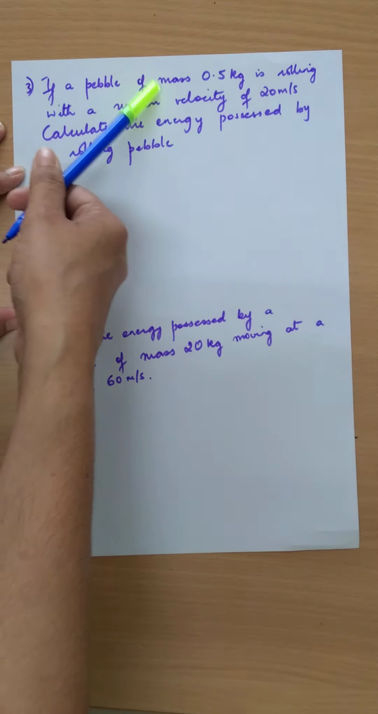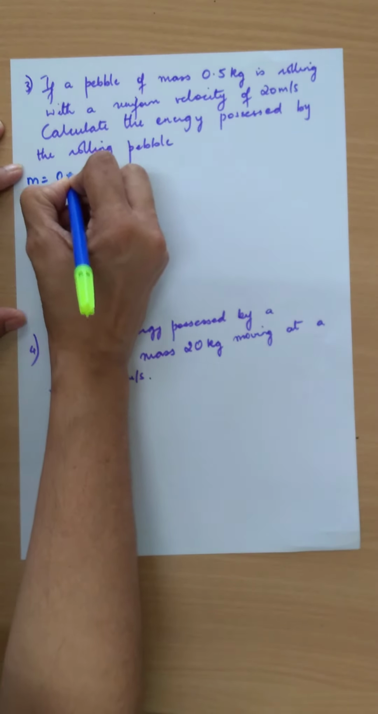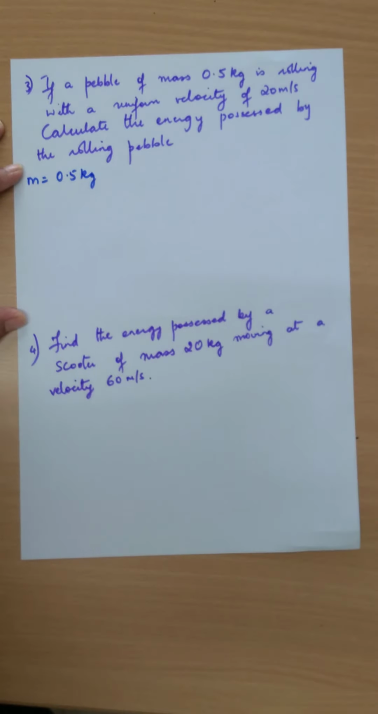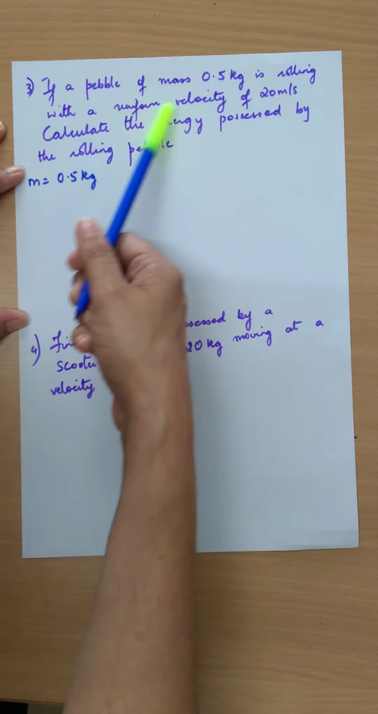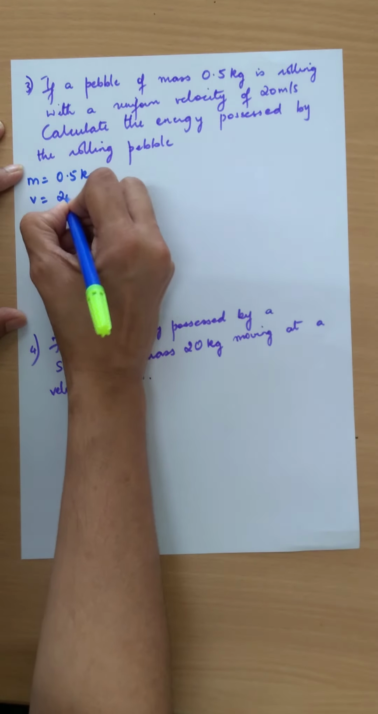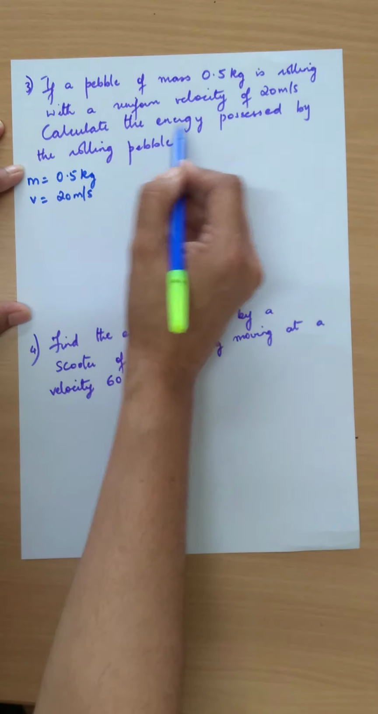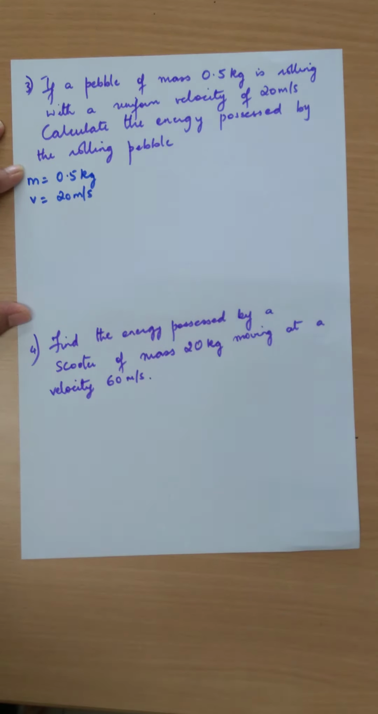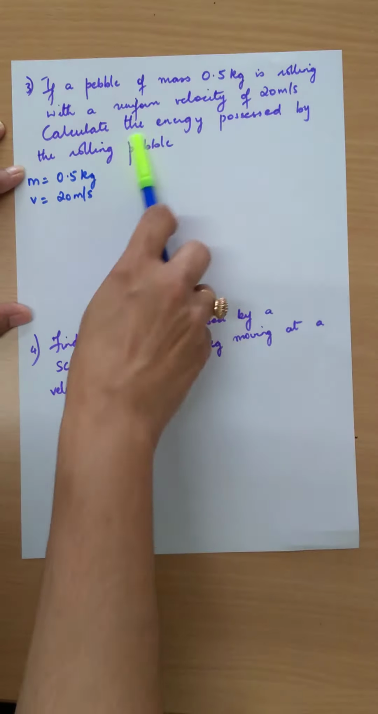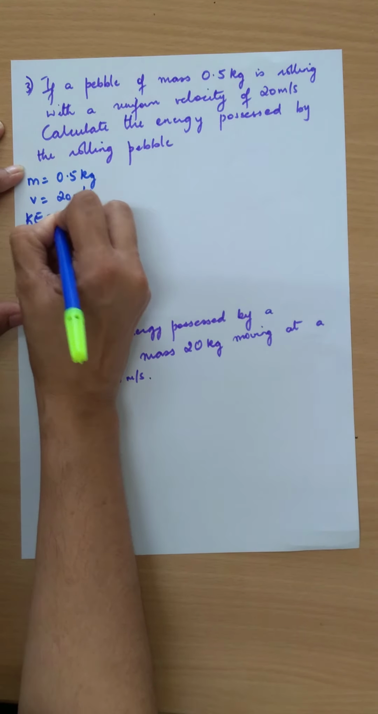We now come to the third sum. If a pebble of mass 0.5 kg, so mass is 0.5 kg, is rolling with a uniform velocity of 20 meter per second. So velocity is 20 meter per second. Calculate the energy possessed by the rolling pebble. The pebble is rolling, so the energy that they have asked here is kinetic energy.